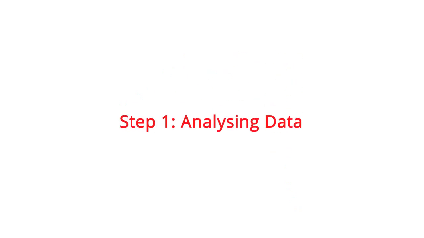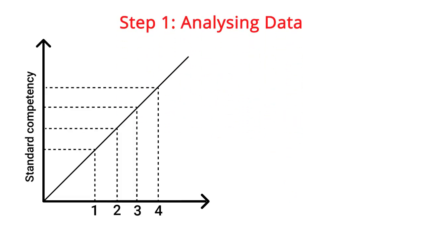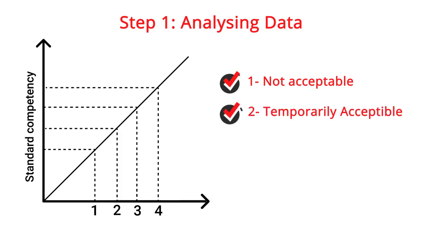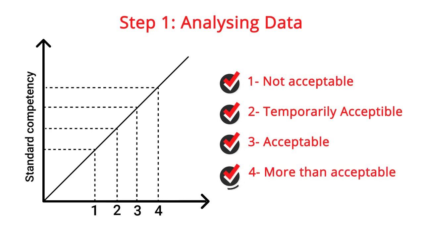Step 1, data analysis. On this slide, you can see that we have a chart that shows 4 different levels of standard competency. The first level is what we call not acceptable. That means that this candidate's responses, their performance was below our standard level. The second level is what we have called temporarily acceptable. That means that this candidate nearly reaches our standard level but not quite. The third level is the acceptable level, which means that this candidate reaches the standard level. Level 4 means that this candidate is more than acceptable. That means that they surpass the standard level.